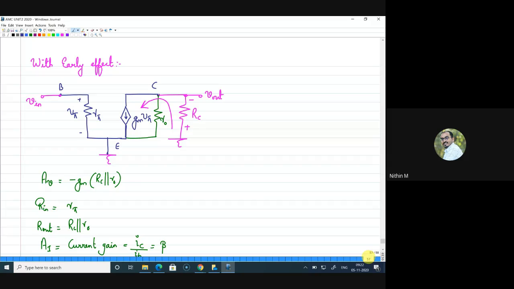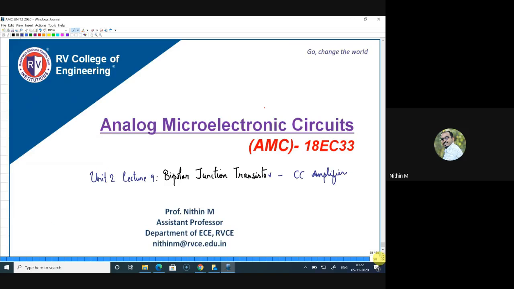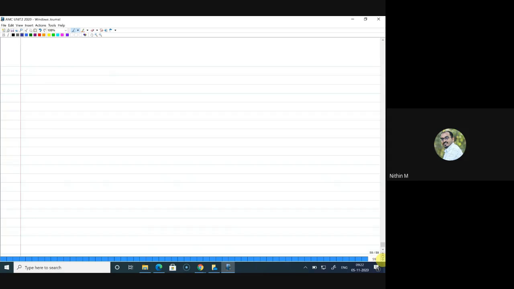Now we'll look at a common collector amplifier. So the common collector amplifier is otherwise called, can I know the name of common collector amplifier? Can I get a response in the chat box? Common drain amplifier is otherwise called a source follower. In a similar way, what can we call it? Yeah, it is a buffer. Emitter follower, yes.